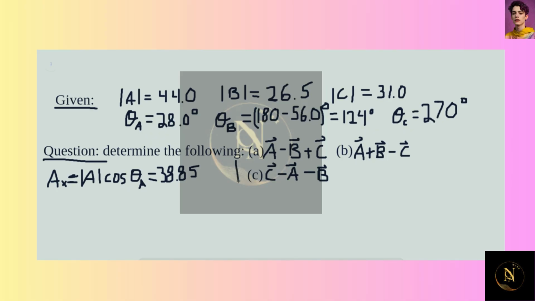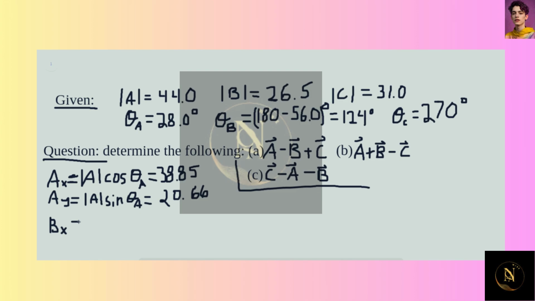I'm going to go ahead and draw this so we can keep that separate from our solution that we're working here. A of y is the magnitude of A times, not cosine, because it's y, it's times the sine of angle A. Okay? And this is 20.66. Now we need to do the same thing for B.